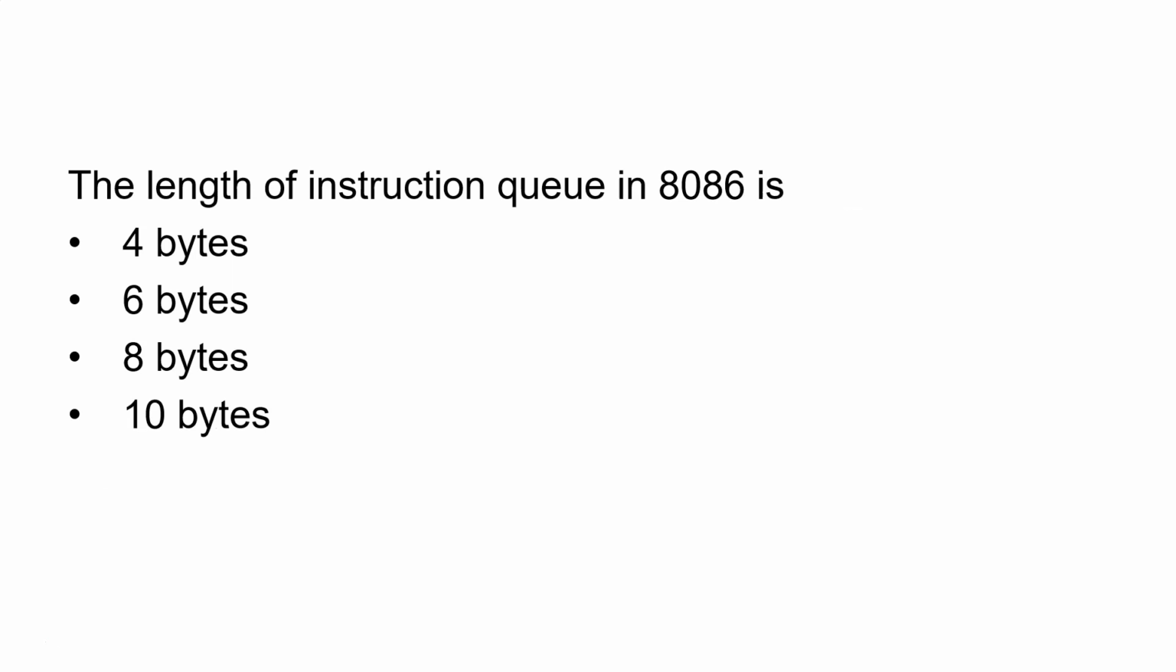The length of instruction queue in 8086 is. In 8086 we have two units, namely execution unit and bus interface unit. In the bus interface unit we have the instruction queue, which can fetch 6 bytes of instruction. So the answer is the second option, which is 6 bytes.